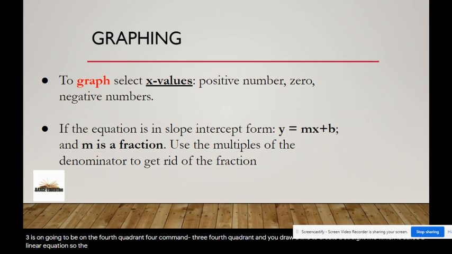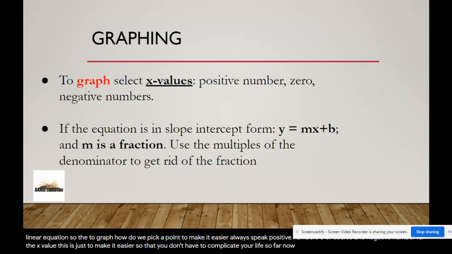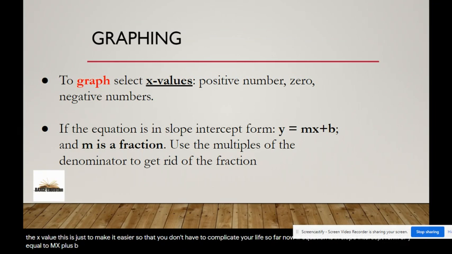So to graph, how do we pick a point? To make it easier, always pick a positive number, 0 of course, and a negative number for the x value. This is just to make it easier so that you don't complicate your life. Now, if the equation is in slope-intercept form, or y equals mx plus b, which is actually easier to graph, and if the slope is a fraction, use the denominator of that fraction to get the multiples and multiply every set by the multiples. I'll give you an example to make it a little bit clear.